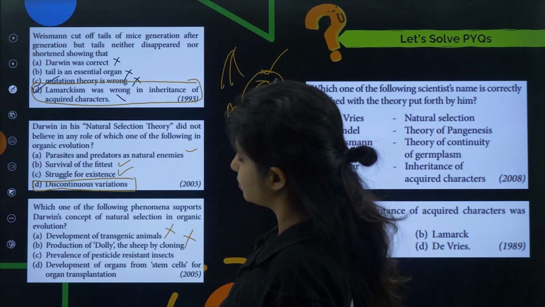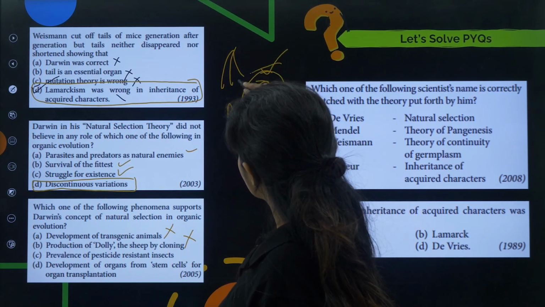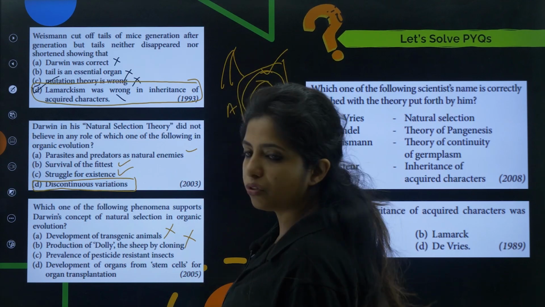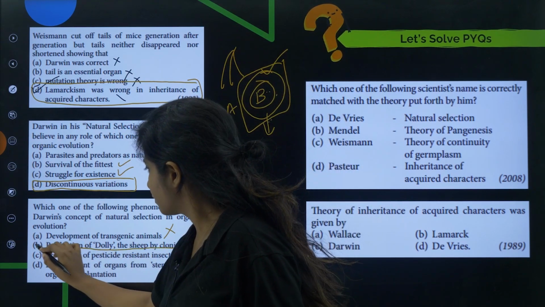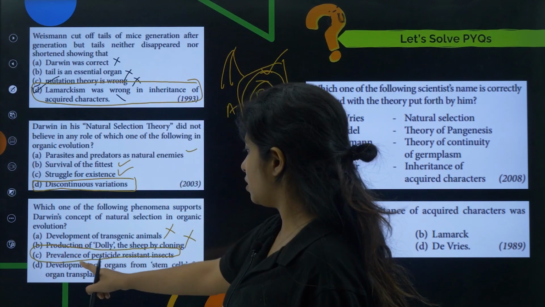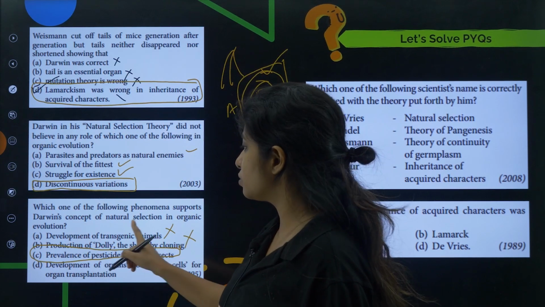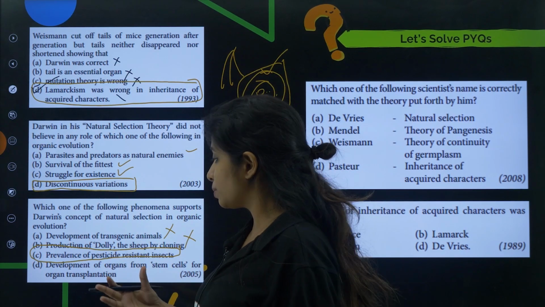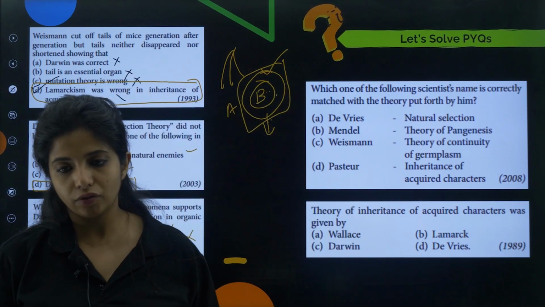Even though it's our action, we are putting pesticides and everything, but nature is selecting this particular guy because it has the variation. So this is the correct answer. Okay, going on to the fourth option, development of organs from stem cells for organ implantation. So organ transplantation. Over here also we are making the organs ourselves, so it has nothing to do with natural selection.